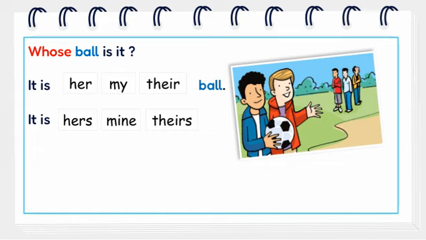The key point here is understanding that these words help us clarify ownership in a conversation. Remember that my and mine are used when talking about things I own, while her, hers, their, and theirs are used for others' possessions. So when you hear, whose ball is it? Think about who owns the ball, and then choose the correct possessive word to complete the sentence. This helps us communicate clearly and avoid confusion about who owns what.